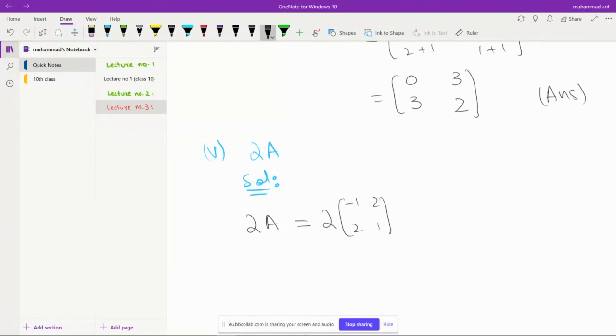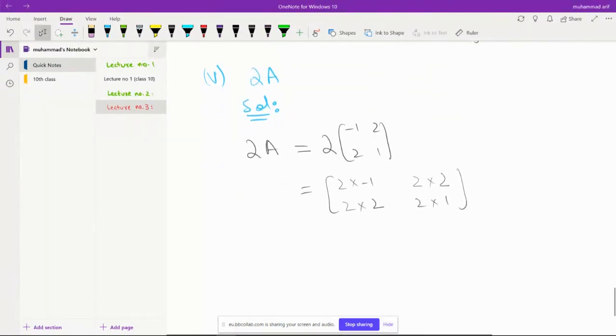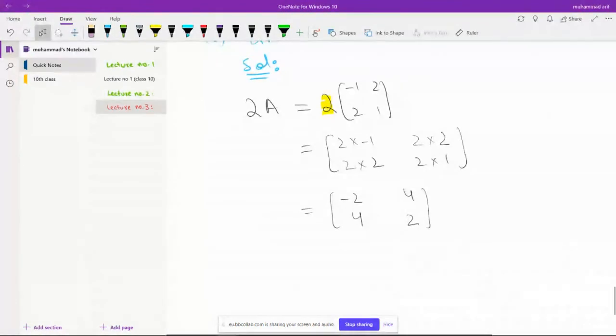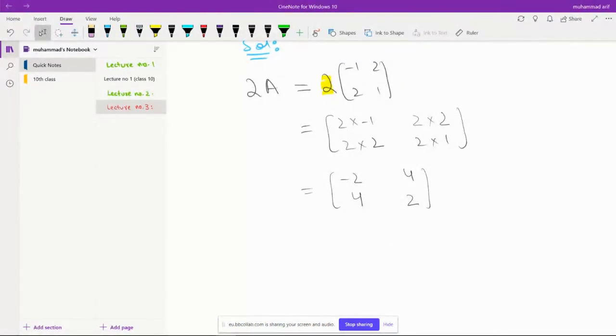After solving, here 2 is multiplied with the matrix. Therefore, we multiply 2 with every entry, every number of the matrix. 2 into -1, 2 into 2, 2 into 2, 2 into 1. That is, this 2 is multiplied with every element of matrix A. Therefore, it becomes -2. 2 into 2 becomes 4. 2 into 2 becomes 4. 2 into 1 becomes 2. Is it clear? Now, if anyone has any question, raise your hand.